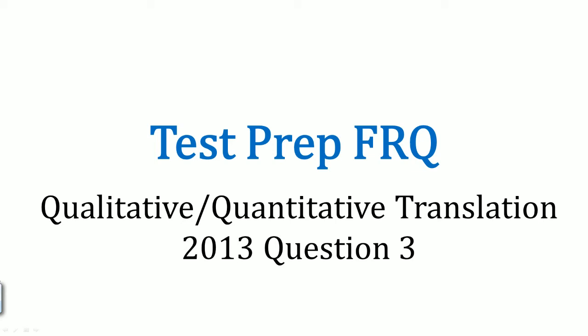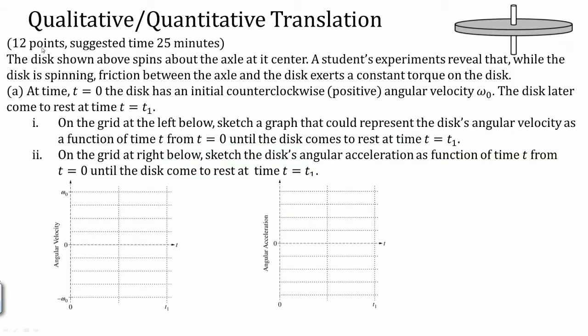This is the AP Physics FRQ. This is on the QQT. This is 2013's question number 3. The QQT will always have 12 points and the suggested time is 25 minutes. The QQT does have a lot of graphing and analysis as well as a derived part.